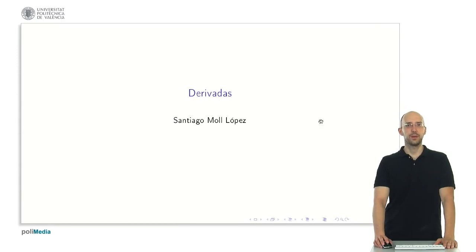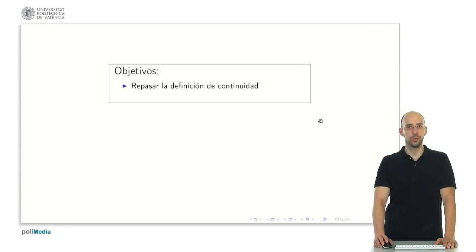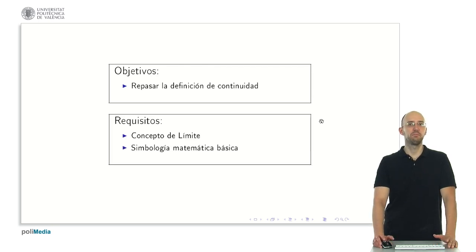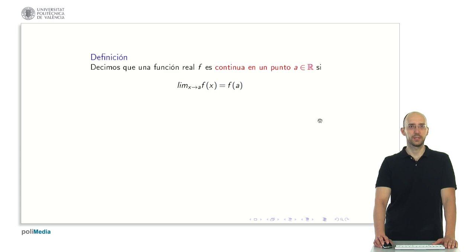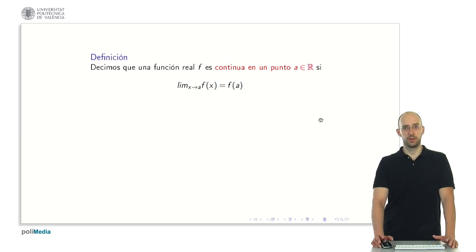Hello. In this video about derivatives, we are going to review the continuity of a function. The prerequisites are to have some knowledge of what a function's limit is and basic mathematical notation. We don't need to know much about limits, don't worry. We say that a real function f is continuous at a real point called a if the limit when x approaches a of that function is equal to f of a.